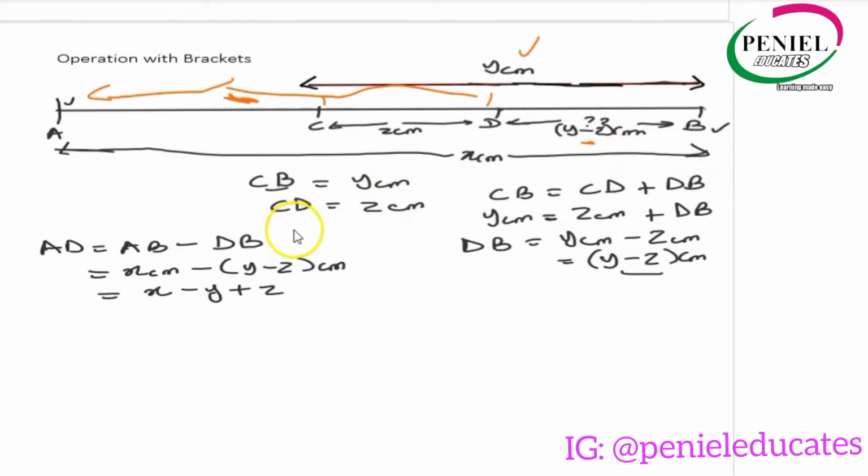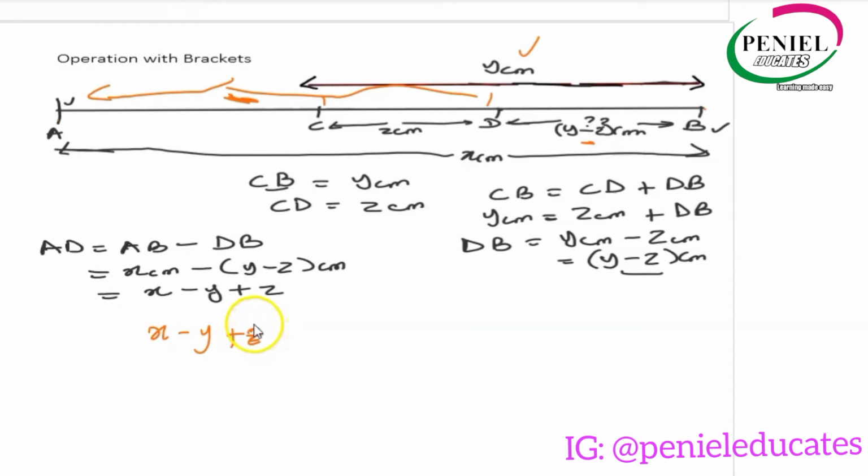So now we want to find our line AD, which is AB minus DB. AB is x centimeter minus (y minus z), and y minus z is the DB. When you look at this, you discover that immediately we open the bracket, the minus y, the sign inside the bracket changes to positive. So you're going to have x minus y plus z.